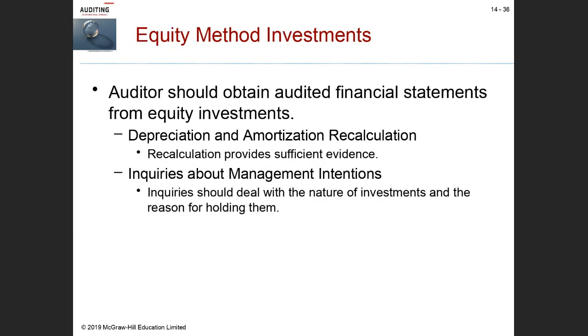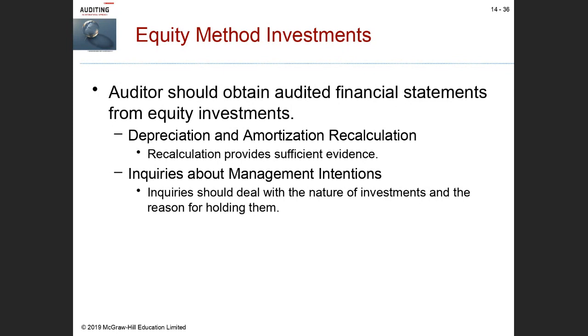Equity method of accounting, I've already mentioned, is where one company has significant influence over another. It's common, and always done assuming materiality, that the auditor will obtain the audited financial statements for the company in which your client has invested. And where you have acquired that financial statement, you have to check that depreciation and amortization calculations are appropriately reflected in your own client's financial statements.